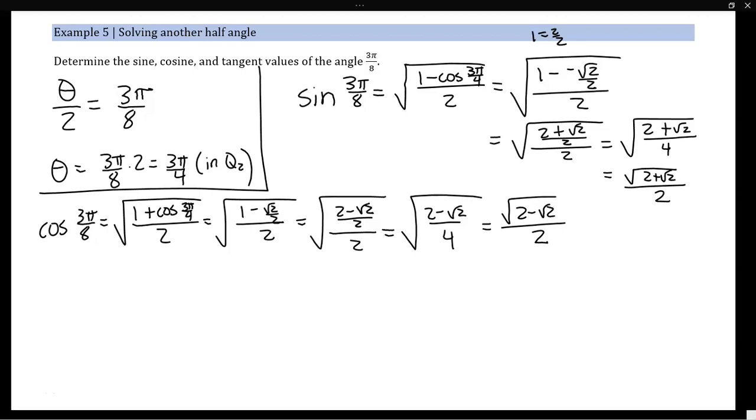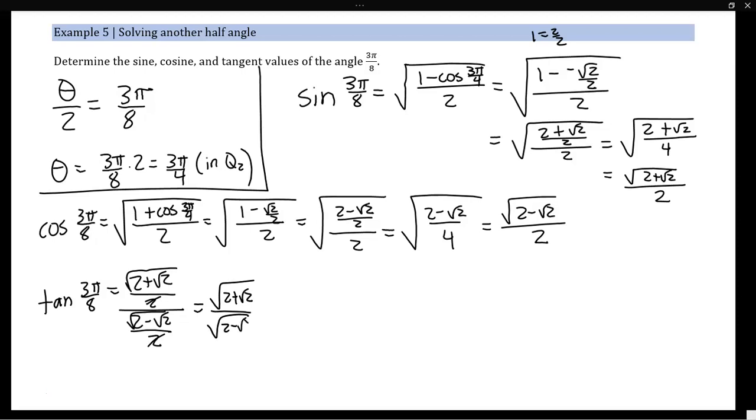And finally, for tangent, just so you can see how this actually looks, the tangent of 3 pi over 8, we can just do the sine of the half angle and cosine of the half angle. So that could be 2 plus root 2 divided by 2. That is the sine, and cosine is 2 minus root 2 divided by 2. I'm sorry, that should be in the square root. So the 2's cancel. So we end up with the square root of 2 plus root 2 divided by the square root of 2 minus root 2.